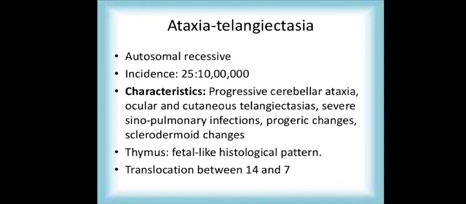Ataxia telangiectasia, autosomal recessive. As the name suggests, there will be ataxia. Telangiectasia will be obvious over the eyes, ears. So recurrent infections. Thymus will be of fetal-like histological pattern. The picture showing telangiectasias.